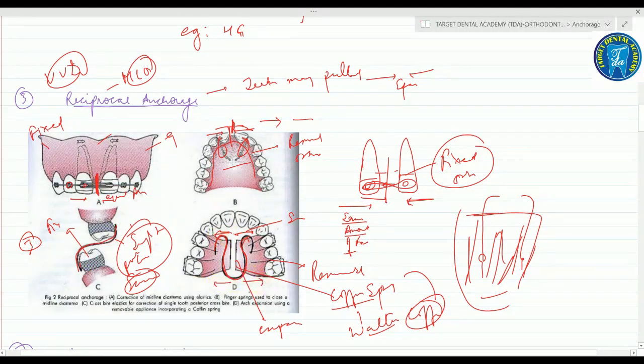Fine. So examples of the reciprocal anchorage are in case of midline diastema, in case of cross elastics, in case of expansion. Very important. So the reciprocal anchorage is used in midline diastema, number 1. Number 2, in crossbite, to correct the crossbite, and number 3 is for the expansion.